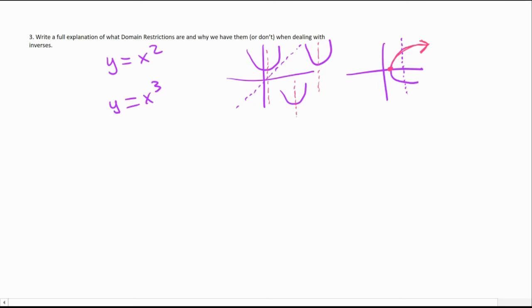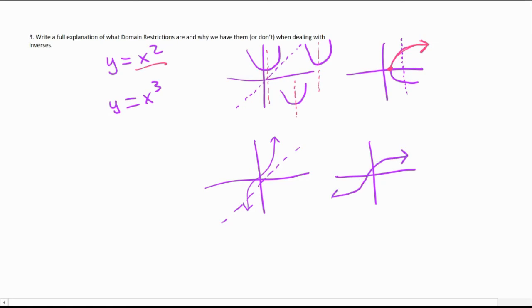So when we take the inverse, we need a domain restriction only for quadratics because the inverse is not a function. When we're dealing with cubic functions, the reason we don't need to worry about them is because cubic functions look kind of like this. When we flip them over the line y equals x, they now look like this, but at no point is there two y values for a single x value, meaning the inverse of a cubic function is still a function. So we do not need a domain restriction.